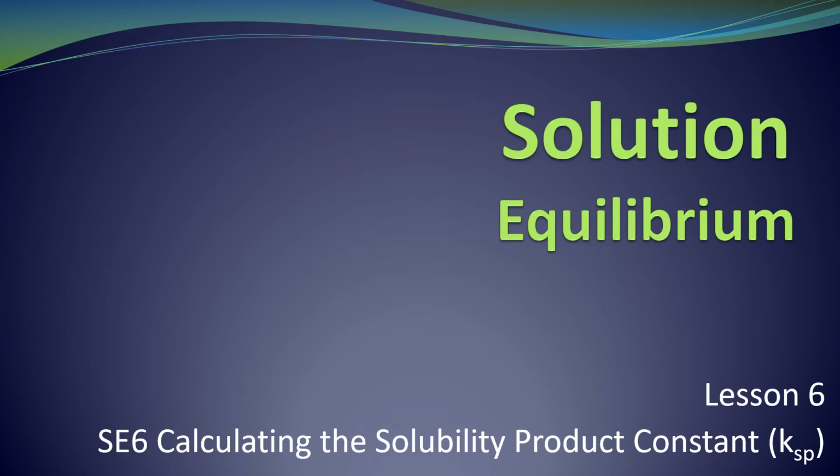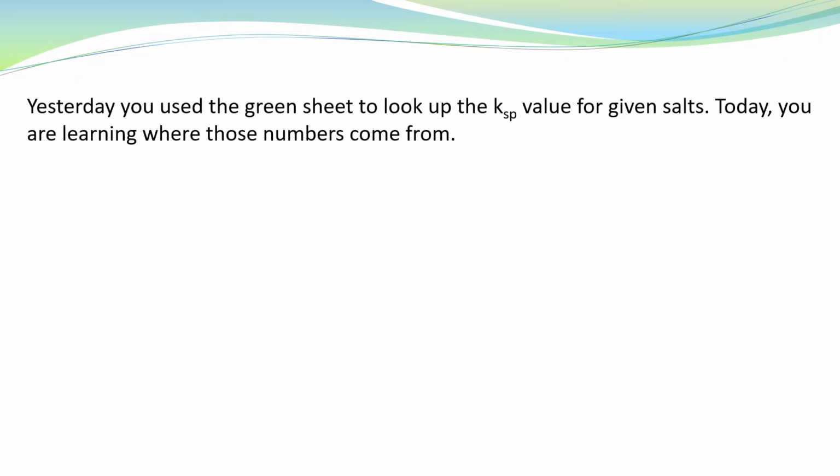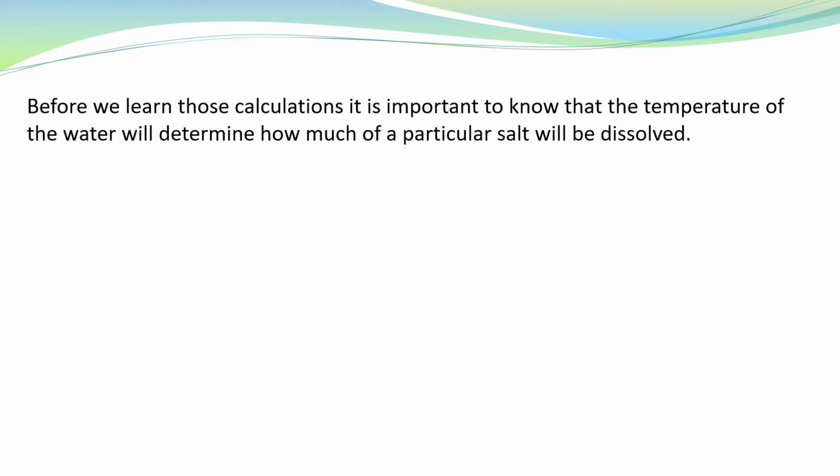Solution equilibrium, lesson 6, calculating the solubility product constant, also known as KSP. This goes along with the SE6 assignment. Yesterday, you used the green sheet to look up the KSP value for given salts. Today, you're learning where those numbers come from.